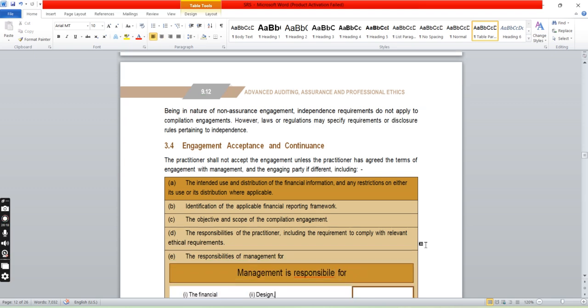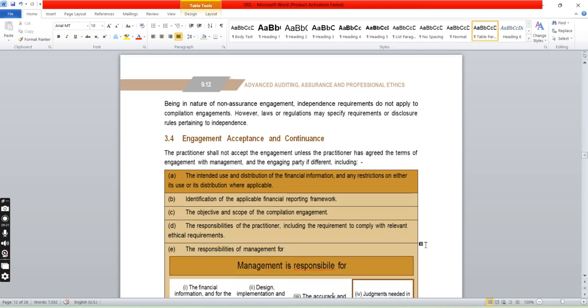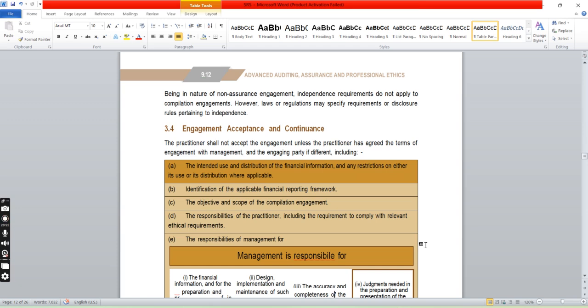Engagement acceptance and continuance. What is it? The practitioner shall not accept the engagement unless the practitioner has agreed the terms of engagement with management and the engaging party if different, including the intended use and distribution of financial information and any restriction on their use or distribution where applicable. How will the applicable financial reporting framework be identified? What will be the objective and scope of the compilation engagement?